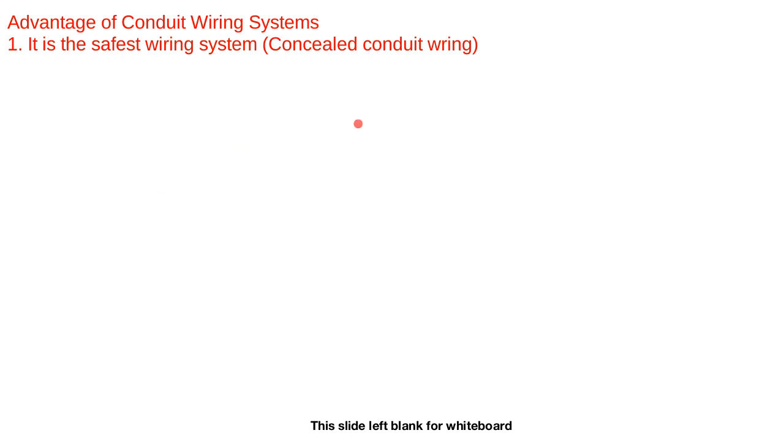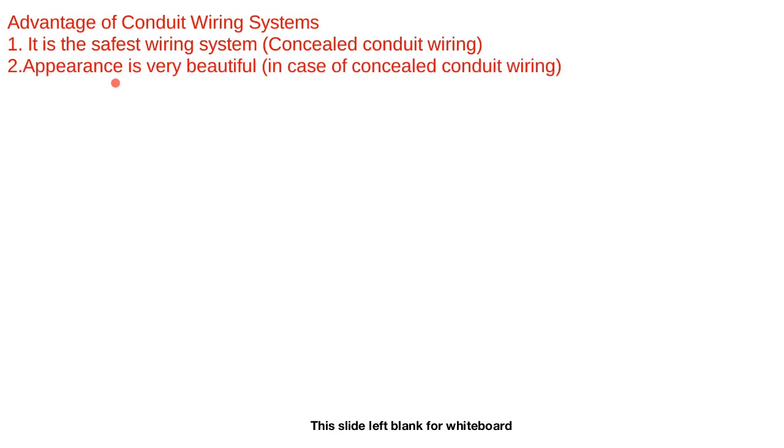I want to believe even where you live right now, the type of wiring system that has been done there is the concealed conduit wiring system. So that's why we're saying it is the safest and it is the most common. Advantage number two is its appearance. Because they are concealed, you don't see the cables running on the surface. So therefore, the appearance is beautiful. They have a beautiful appearance as compared to other types of wiring system, especially the cleat and the others that you have talked about thereafter.